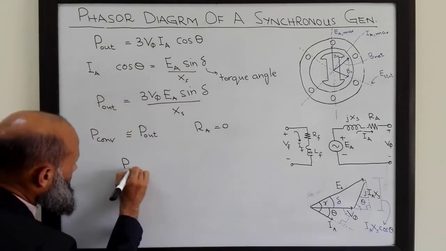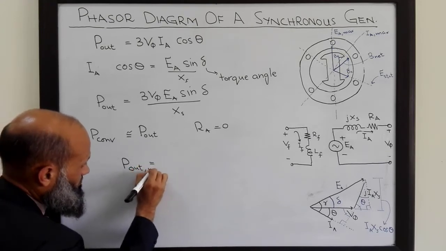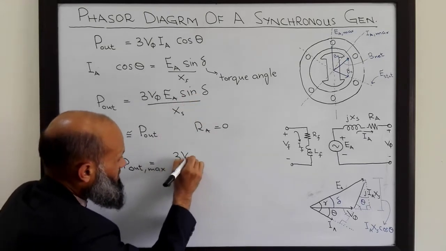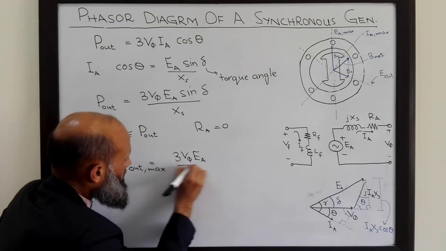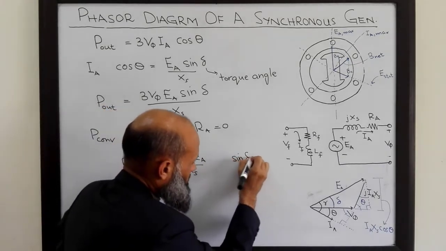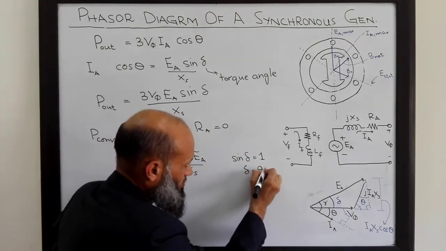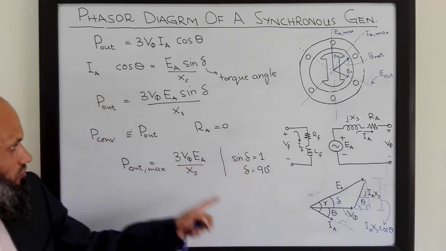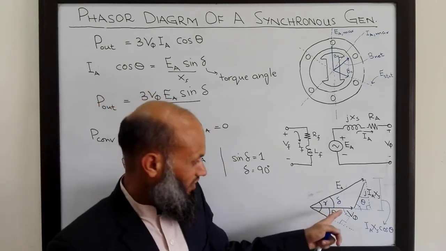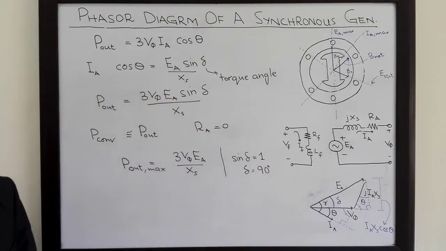And what is the maximum power that we can get? So the maximum output power will be equal to 3 V phase EA over XS. That is when sine delta will be equal to 1, which means that when delta will be equal to 90 degrees. So maximum power we shall be getting out of this generator when the angle between EA and V phase is equal to 90 degrees.